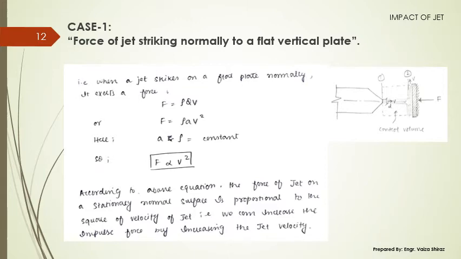So it means that when a jet strikes on a flat plate normally, it exerts a force, and that force is rho Q V or rho A V square. If you keep your rho and area constant, then F is varying as a function of V square. So according to the above equation, the force of the jet on a stationary normal surface is proportional to the square of the velocity of the jet. Also, if you have to increase the impulse force, you can do that by increasing the jet velocity.